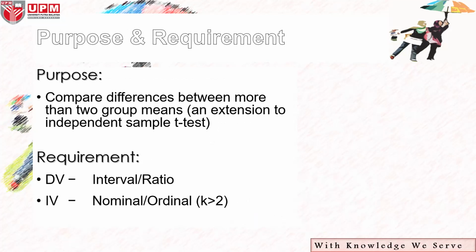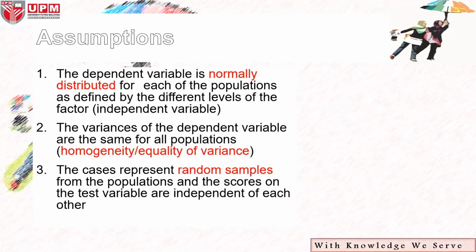Okay, the purpose of using the one-way ANOVA is to compare differences between more than two groups, in which it is an extension to the independent sample t-test. More than two groups, the number of categories is more than two. So the requirement, the DV must be interval or ratio. Meanwhile, the IV must be nominal or ordinal, in which the number of categories must be more than two, meaning that 3 and above.